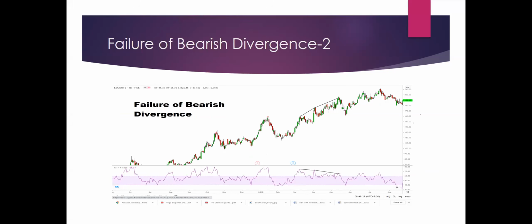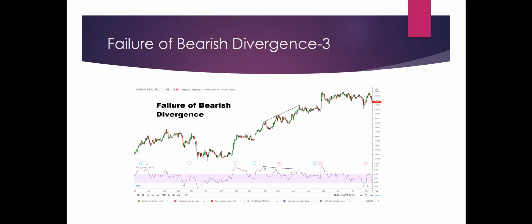We can check one more example. This is a script of Escorts. Here also, this Escorts script is in a nice uptrend mode. However, it has shown two bearish divergences. The price is making a higher high, whereas RSI is making a lower high two times. Again, if you had taken a short trade based on these RSI bearish divergences, you would have lost money, and it is a very bad idea to take this kind of trades.